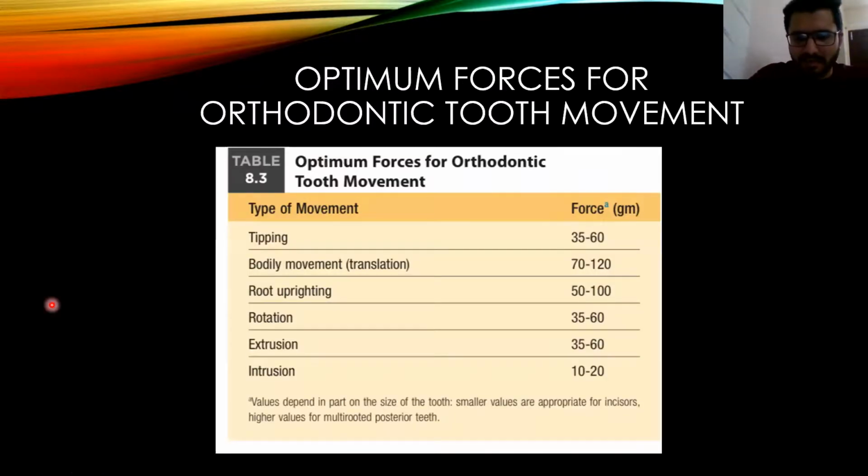Now you have to remember this also, what this is taken directly from Proffit. Optimum forces for orthodontic tooth movement. Tipping is 35 to 60. It is one of the easiest tooth movements along with extrusion. So the easiest movements have 35 to 60. Both tipping and extrusion are 35 to 60.